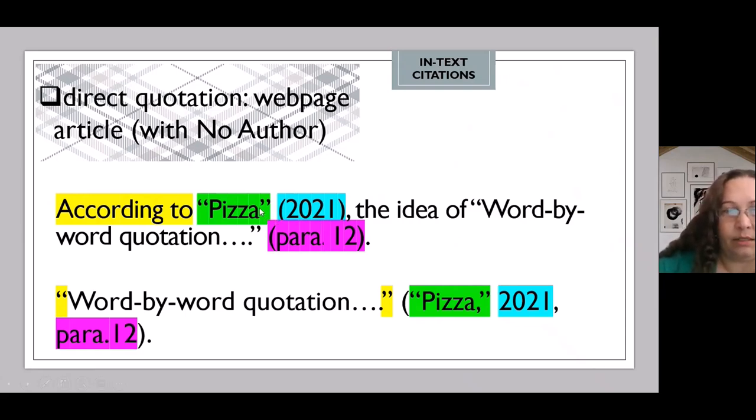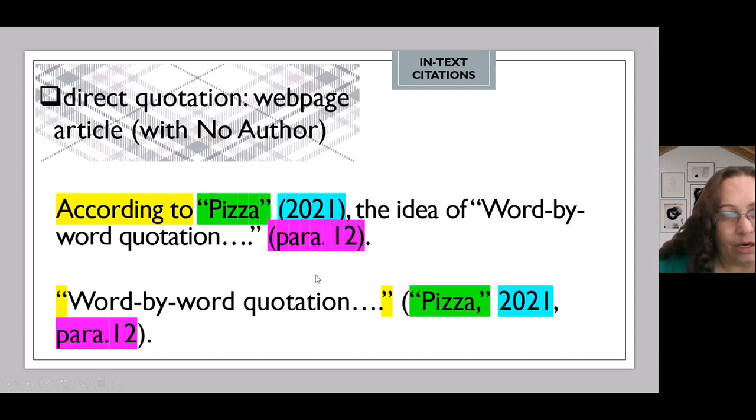Therefore, let's say we have an article about pizza and pizza is a keyword of the title of the article, then we'll go: according to, open quotation marks, enter the abbreviated title, close quotation marks, in parentheses, provide the year of publication, close parentheses, comma, provide the quote between quotation marks, open parentheses, provide the paragraph number, close parentheses, period.